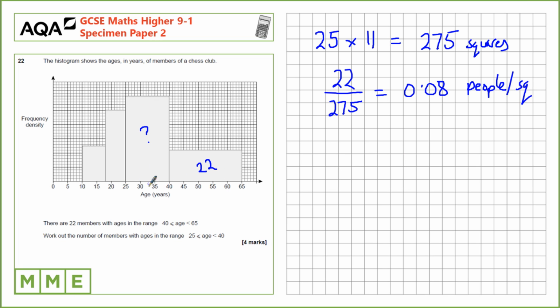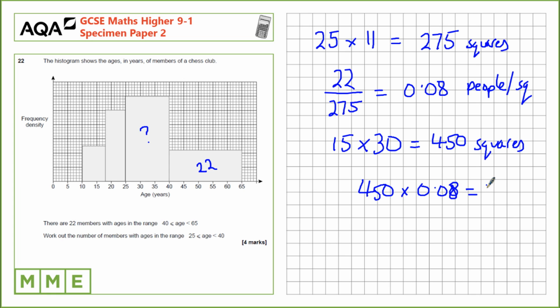So next, let's calculate the area of this. So we've got 25 to 40, that's 15. And the height of this looks to be 30. That's 450 squares. Now all we need to do is multiply the number of squares by the number of people per square, and we'll know the number of people that this represents. So 450 multiplied by 0.08 equals 36.